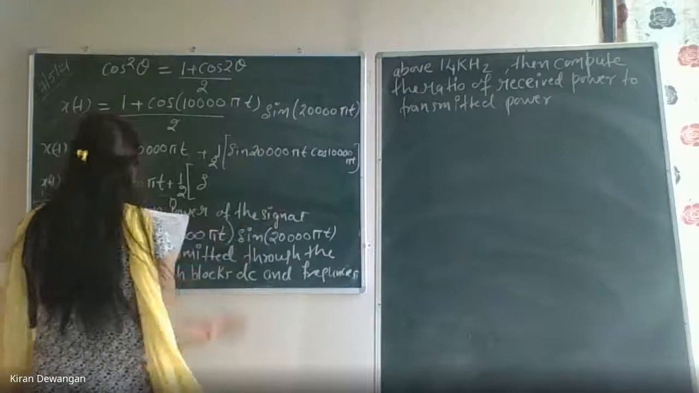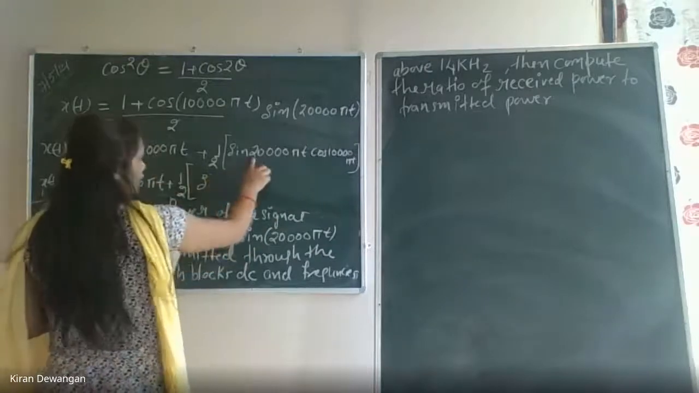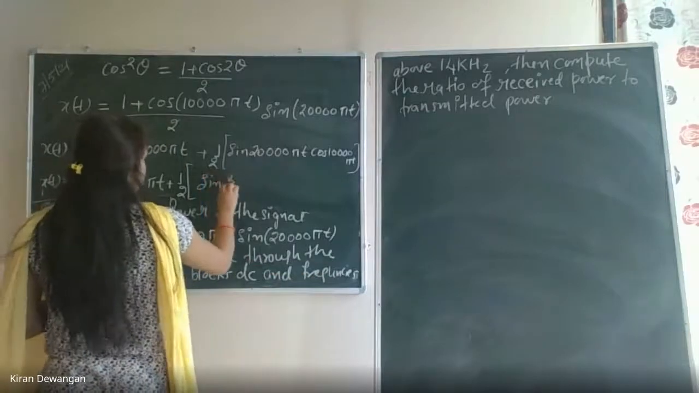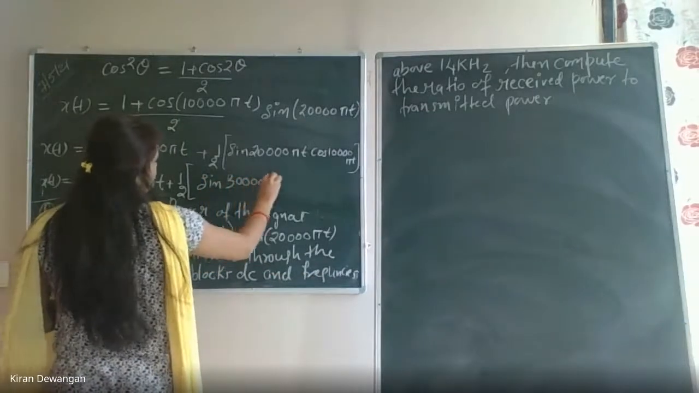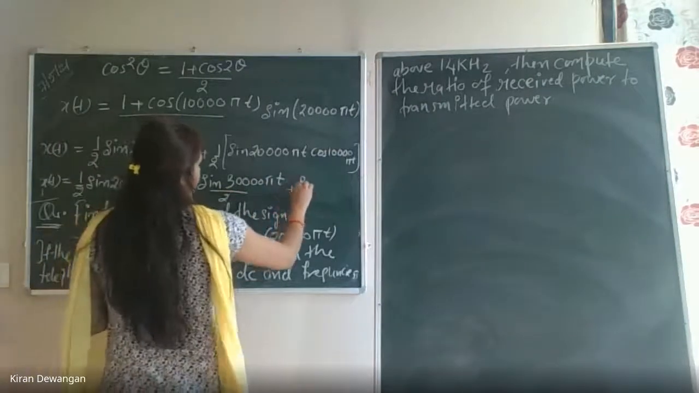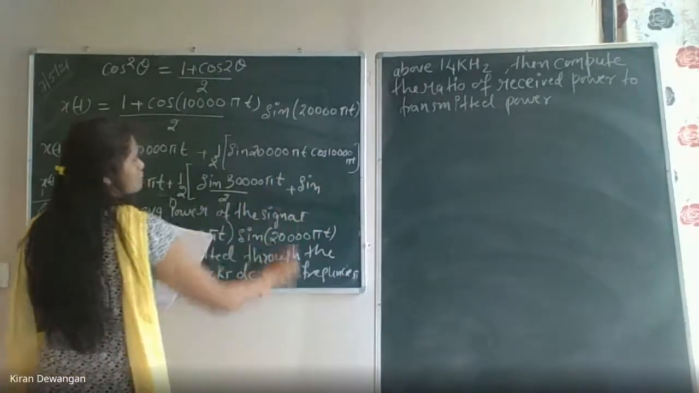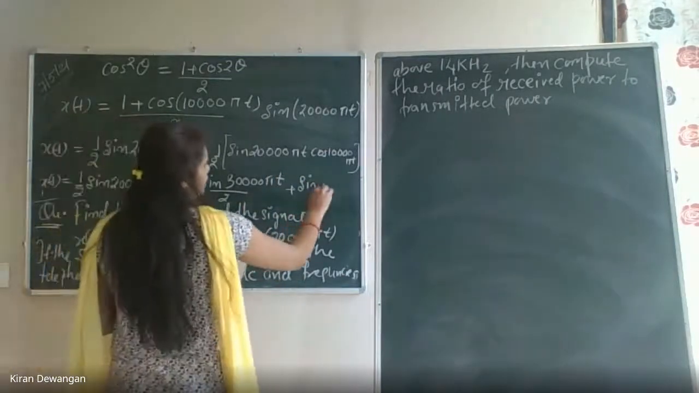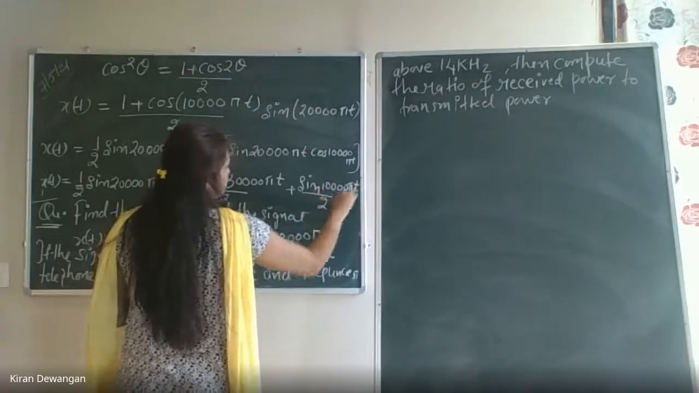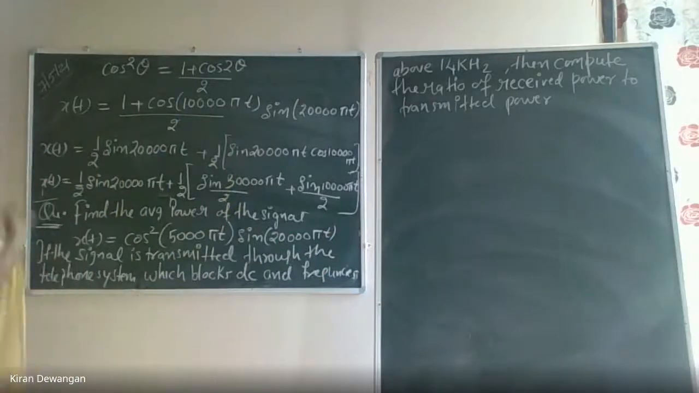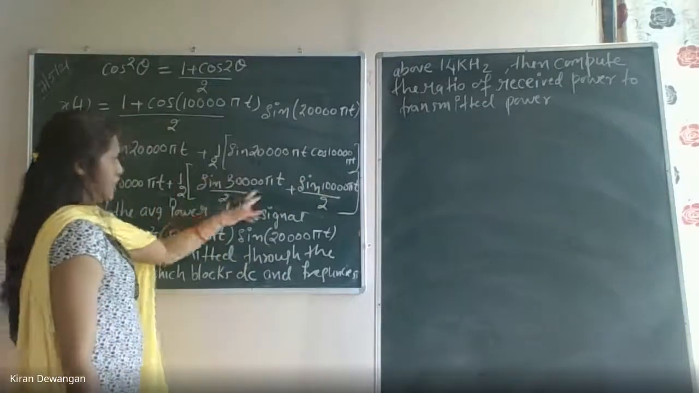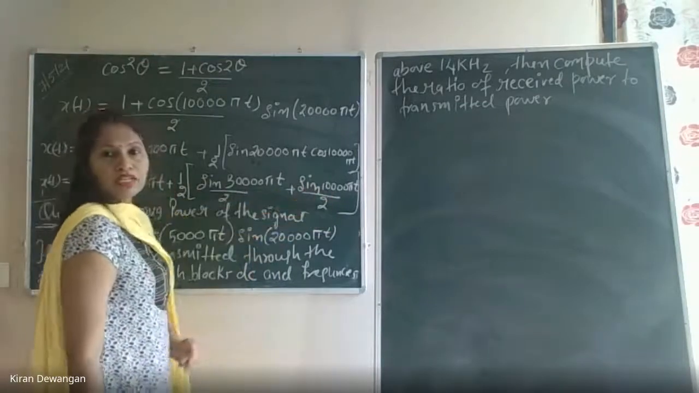So a plus b by 2. Sin of a plus b by 2. 20,000 pi t plus 10,000 pi t will become sin of 30,000 pi t by 2, plus sin of 20,000 pi t minus 10,000 pi t will be 10,000 pi t by 2. Okay? So we have bifurcated it, that is the sin a cos b formula. It is sin of a plus b by 2 plus sin of a minus b by 2.